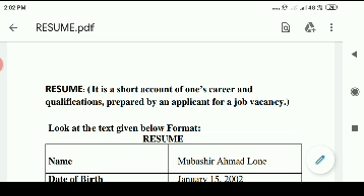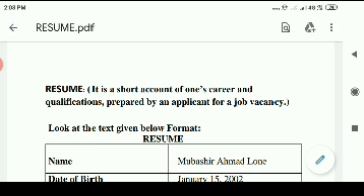Resume. It is a short account of one's career and qualifications, prepared by an applicant for a job vacancy. Right? It is simply an account of one's career and qualifications. Whatever qualifications you are keeping, what is your career, what is your work experience, each and everything you have to enter in the resume, and then you have to submit the curriculum vitae, what is called a CV normally, to an authority where you will ascertain some sort of job.